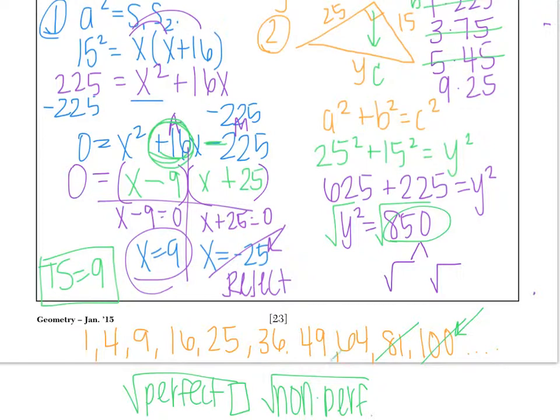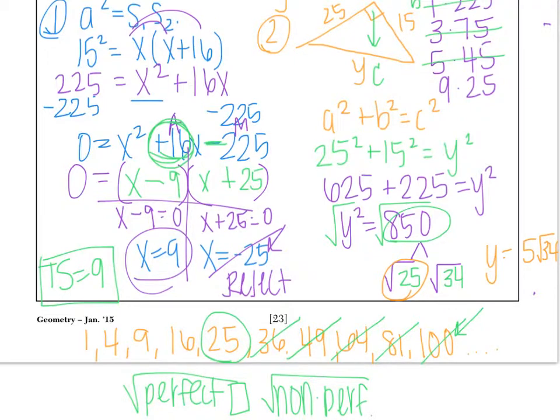850 divided by 64, gone. Divided by 49, gone. Divided by 36, gone. But when we divide by 25, we actually get a nice number. 850 divided by 25 gives us 34. So the reason that I put the perfect square first is because this actually gets simplified. So now we have y equals square root of 25 is 5, and then attach the square root 34.